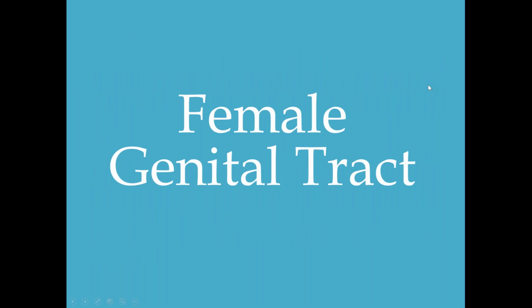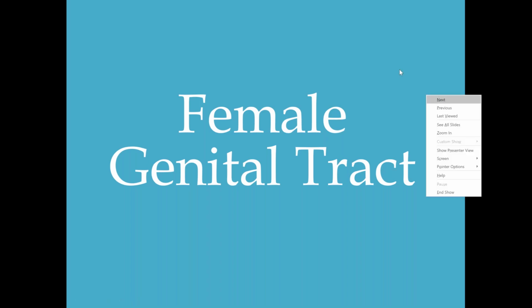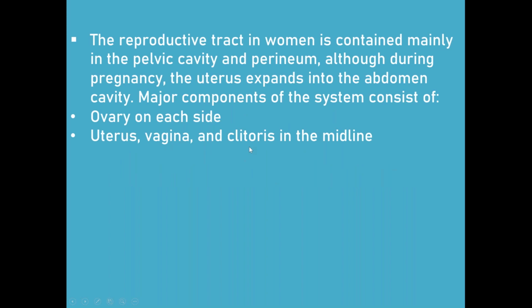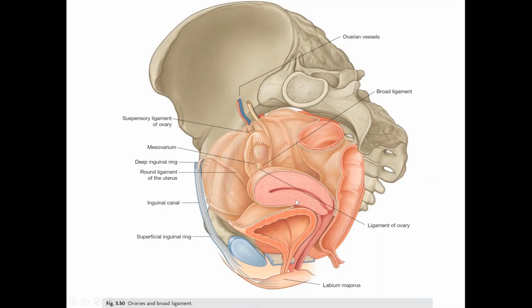So now, finishing the vulva, which involves the external female genitalia and the perineum. Now we'll discuss the female genital tract, or the pelvic organs. What do we mean by female genital organs or pelvic organs? They include the ovaries, uterus, vagina, and clitoris in the midline. This picture shows the ovaries and broad ligament. This is the ovary, and these are the tubes, the uterus, and the vagina.